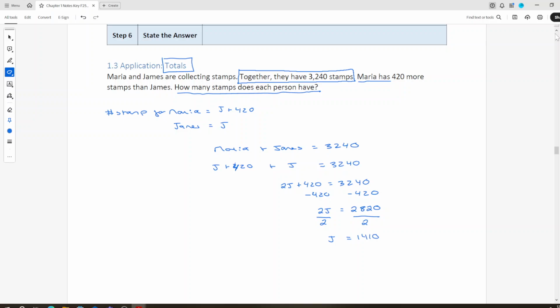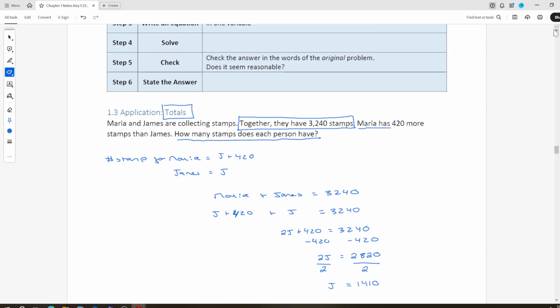Okay, so then what you're going to do is, you've set up your equation, you've solved it. Now we want to state our solution. So what you're going to always do is take this information and go back up to your let statements. So we've said that James is just J, so 1,410. If you'd let this be X, then it would be really important to know which one's X. And then Maria is that 1,410 plus 420, which is going to give me 1,830.